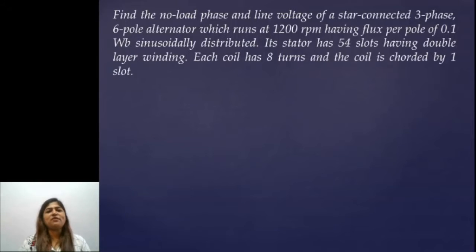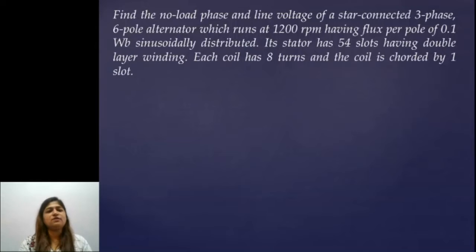Find the no load phase and line voltage of a star connected 3-phase 6-pole alternator which runs at 1200 rpm, having flux per pole of 0.1 Weber sinusoidally distributed. Stator has 54 slots having double layer winding. Each coil has 8 turns and the coil is chorded by one slot.